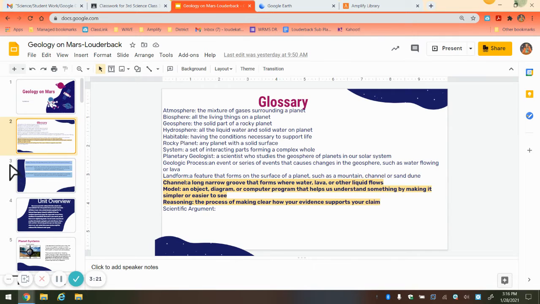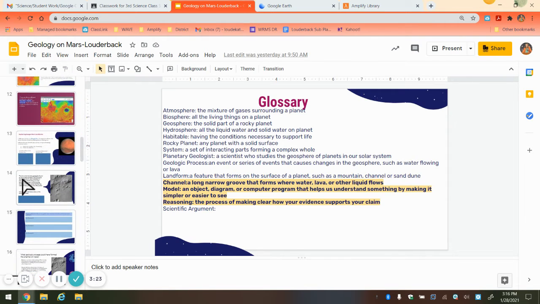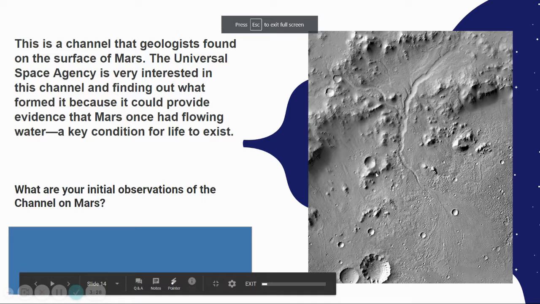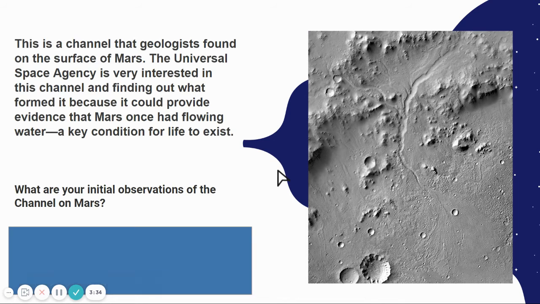So we're going to be looking at, and I'm going to scroll down to slide 14 here, this channel. And I'd like you to go to slide 14 as well. This is a channel that geologists found on the surface of Mars. The Universal Space Agency is very interested in this channel and finding out what formed it, because it could provide evidence that Mars once had flowing water, which is a key condition for life to exist. So we're looking at this channel right here, and we're trying to better understand what formed this channel. Was it lava, or was it flowing water?